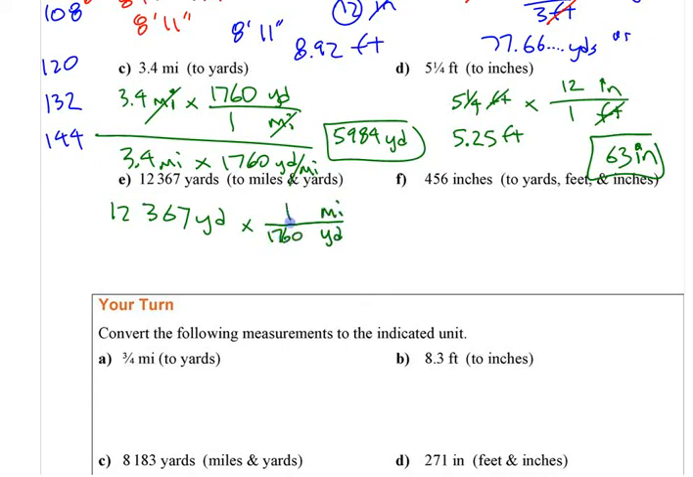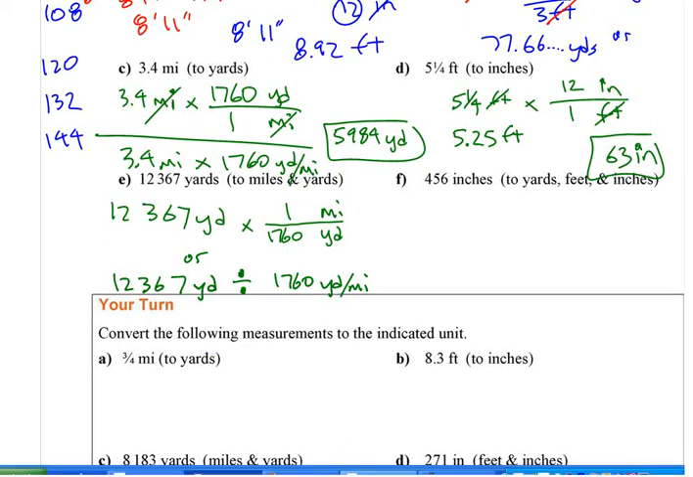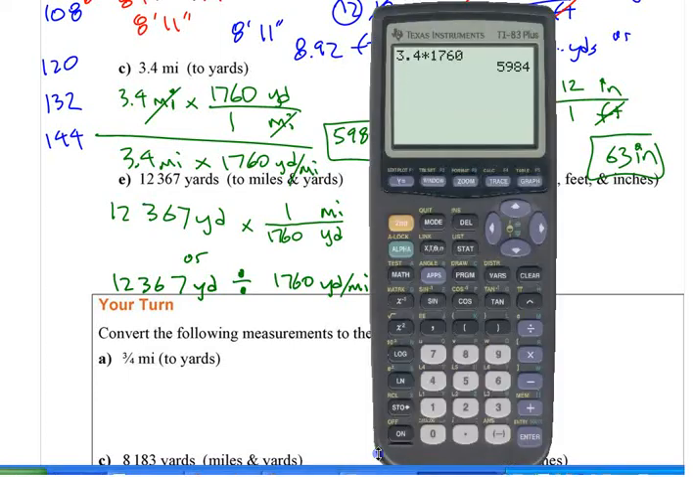1760, 1 mile. Or, again, I think some of you might relate better to just knowing whether you divide or multiply. So if you realize I want the number to be smaller, you can just write divided by 1760 yards per mile. Okay? If you know that you have to divide, just write it like that. 12,367 yards divided by 1760 yards per mile. There's lots of different ways to do this, and you got to find a way that's going to work for you. Okay? If you divide that, what do you get?